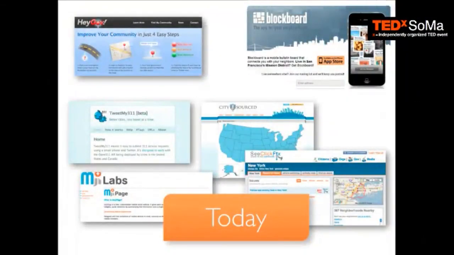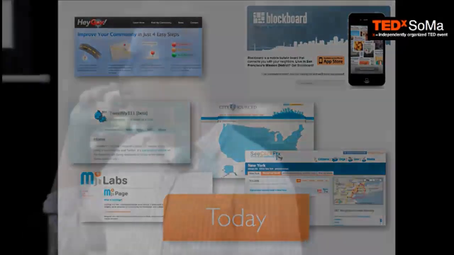And so where are we today? We've got a huge number of applications that are emerging. One that I want to talk about is Blockboard. They're here in the Mission. They've launched. And it's a great application that's connecting community. It's a virtual bulletin board. And they're also using Open311 for residents to actually submit requests and issues to the city. And like I said, it goes directly to the people who need to do the work, bypassing the call center, saving money, and increasing efficiency.